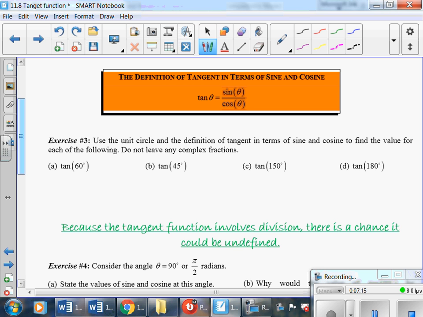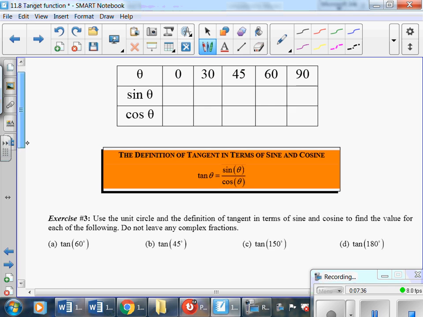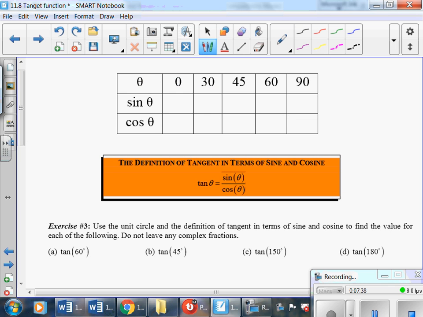Now, when you get down to exercise 3, use the unit circle and the definition of tangent in terms of sine and cosine to find the value for each of the following. Do not leave any complex fractions. If you take a look at these angles, we have 60, we have 45, we have 180, which is a quadrant angle, and we also have 150. So that's where this handy little table comes from.